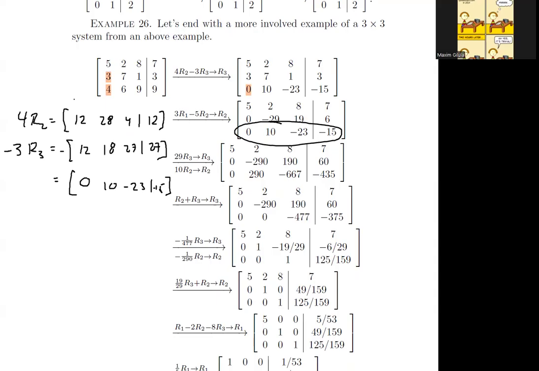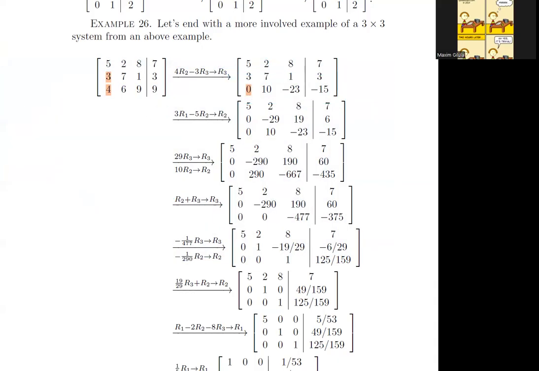It is written there, but more relevantly, it's written here. So we took 4 row 2 minus 3 row 3 and replaced row 3, and we get a leading 0. So that translates to not having an x in our equation. Now I want to have a leading 0 over here as well.